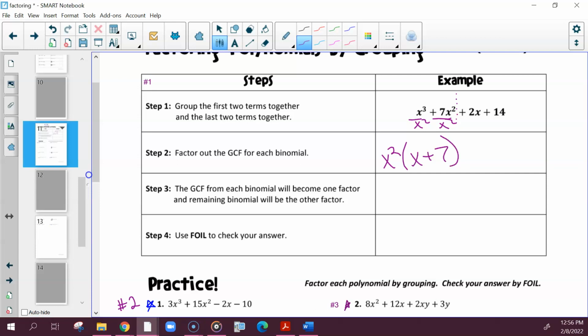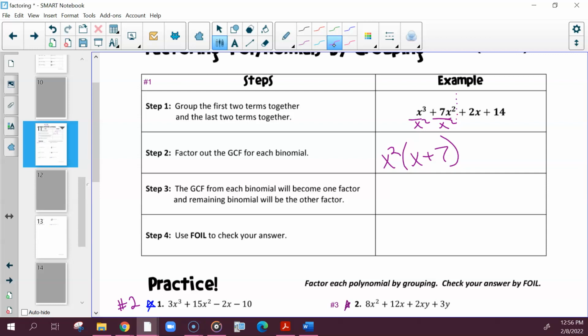You had 3, you divided 2 out, only 1 is left. For the 7x squared, you divided out all of the x's and just 7 is left. Then same thing for the last 2. What could we divide out of positive 2x and positive 14?